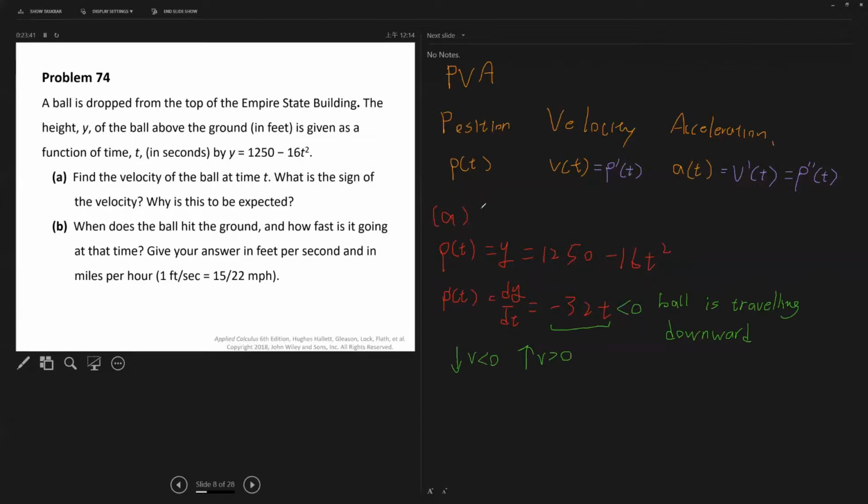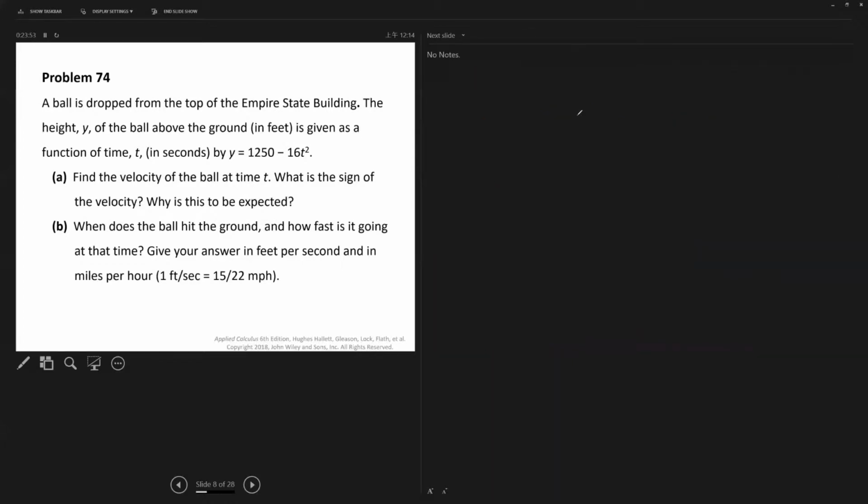Now let's look at part B. When does the ball hit the ground and how fast is it going at that time? Give your answer in feet per second and in miles per hour. I'm going to do the first part of part B. When the ball hits the ground, the position is 0, meaning 0 feet above the ground. So we set this position function equal to 0: 1250 minus 16t squared is equal to 0.